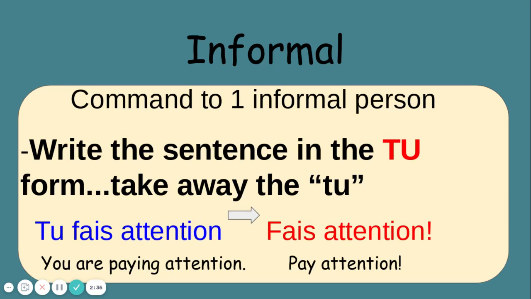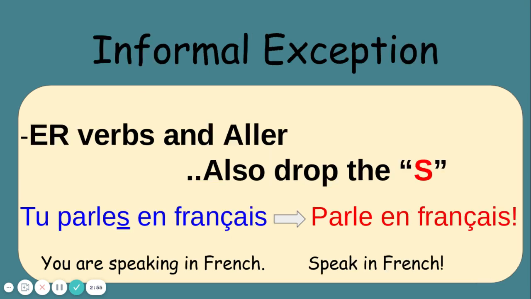So let's look at each category. So a command to one informal person. You write your sentence in the tu form, and then take away the tu. Tu fais attention. Tu fais attention, you are paying attention. Then to become fais attention, pay attention. That's a good command to have.